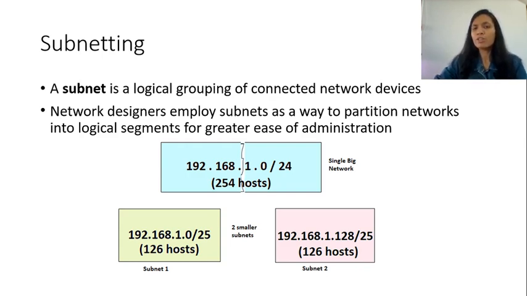So in order to avoid wastage of IP addresses, and also for ease of administration for smaller networks, you would rather prefer dividing the entire big network into small parts. When you divide this big network into smaller parts, that is called subnetting. So in this example that you can see here, my big network of 254 hosts is divided into 2 smaller networks, of 128 hosts each.